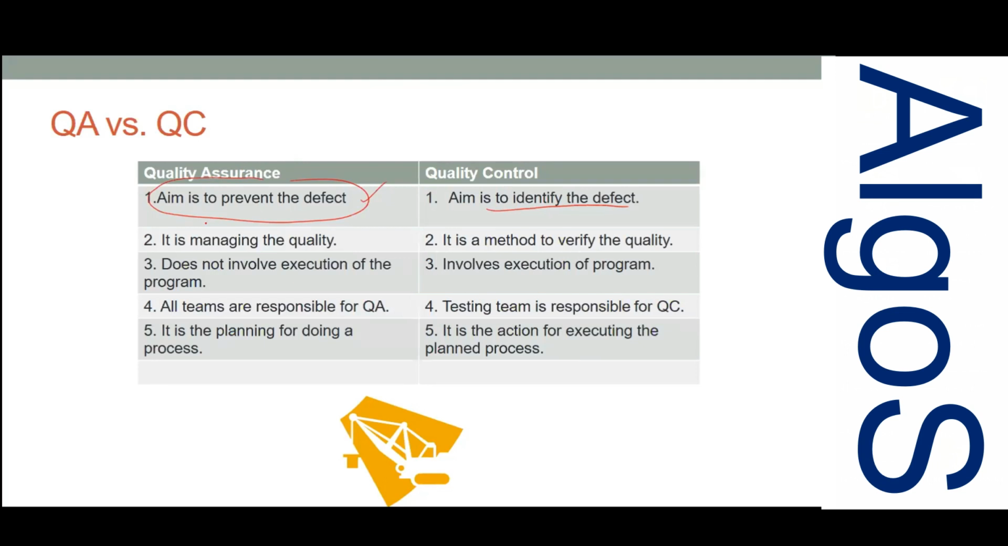Second point is, it is managing the quality. Quality assurance is about managing quality of the software. Quality control, on the other side, is a method to verify quality of the software. Verify quality means what has been created, you are verifying, you're comparing it to what was expected from the software.